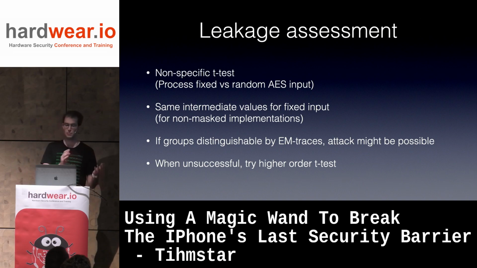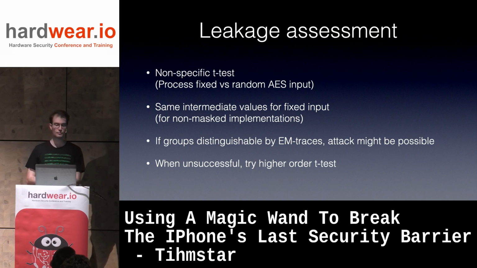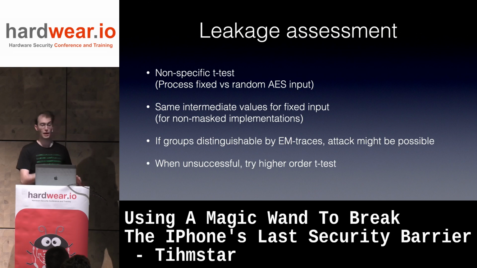So for non-masked implementations, we expect to have the same power consumption. So if the groups are distinguishable just by the EM traces, then an attack might be possible. If that doesn't succeed, we can try other things like higher order t-tests, and there's lots of fun math and statistics which I have no idea about, but I know it exists.